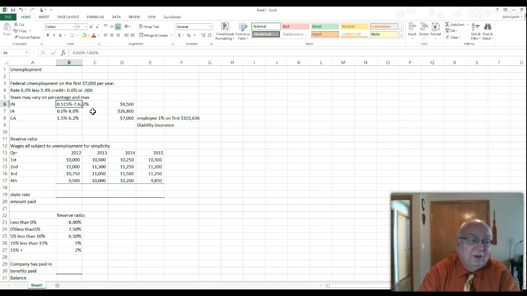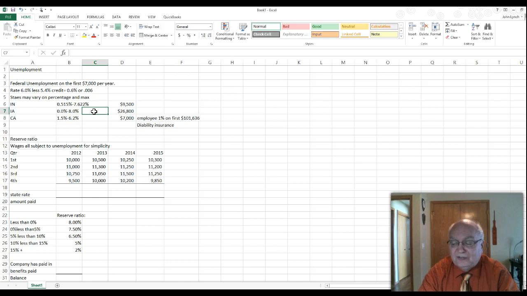But to give you an instance, for Indiana, the state unemployment rate can range from 0.515% to 7.622%, and that's taxed on the first $9,500. So you can see this federal and state are different already. If you're in Iowa, the lowest rate is 0%, which probably very few companies have. The maximum is 8%, and it's taxed on the first $26,800. Now, this is per employee per year.